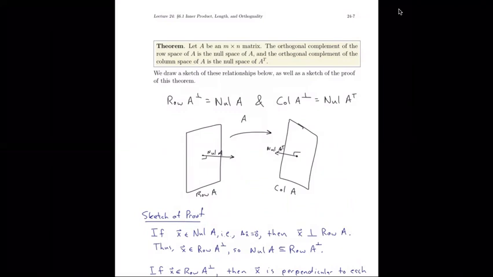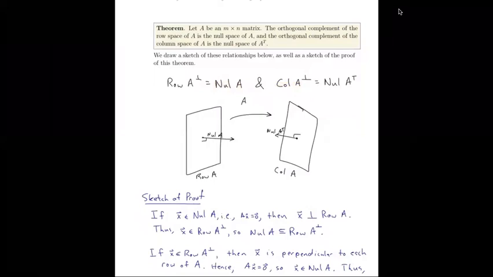So in symbols, the orthogonal complement of the row space of A is equal to the null space of A. And similarly, the orthogonal complement of the column space of A is equal to the null space of A transpose.